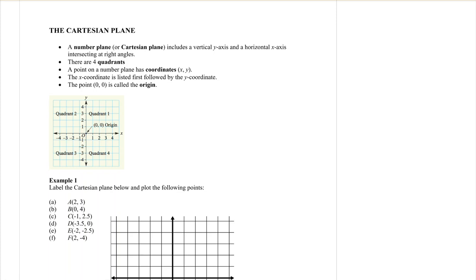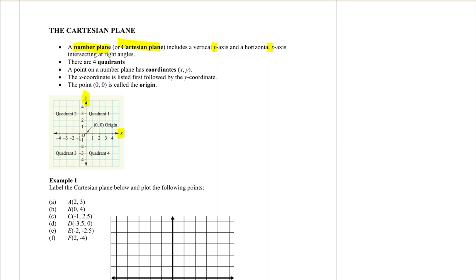Today we're starting linear relationships and we're going to be talking about the Cartesian plane. So the Cartesian plane, also known as a number plane, has a vertical axis, which we call the y-axis, and a horizontal axis, which is the x-axis. And you can see it on the little diagram here. The horizontal one along that line there is the x, and the vertical one for the y.